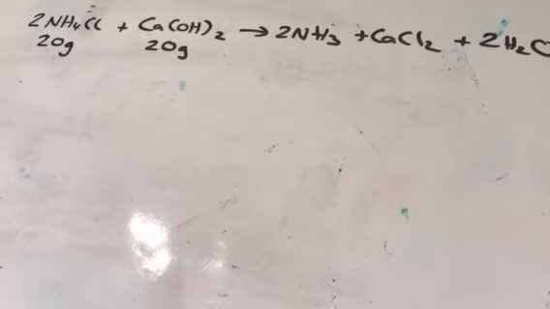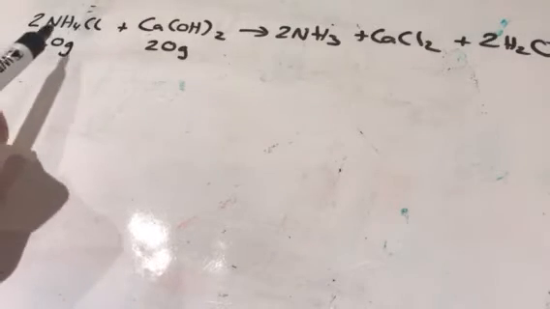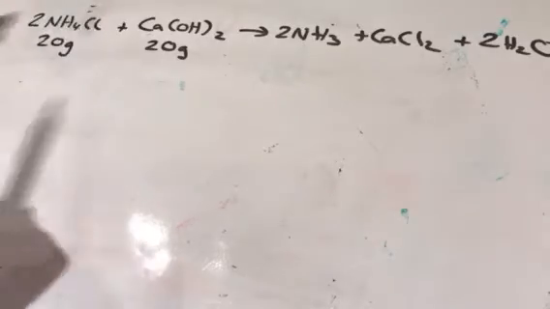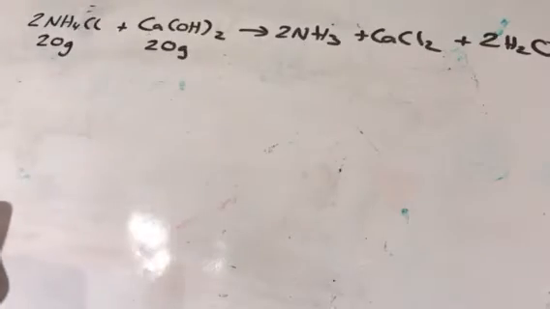Okay, so this is a question from your workbook, and it's all about stoichiometry too. We have ammonium chloride 20 grams and calcium hydroxide 20 grams, and we're being asked which material is in excess. Remember, excess means it's the material which isn't going to run out. It's the one that there's lots of, whereas the limiting reagent is the opposite of the reagent that's in excess. It's the one that will run out.